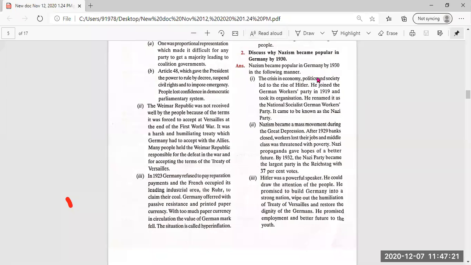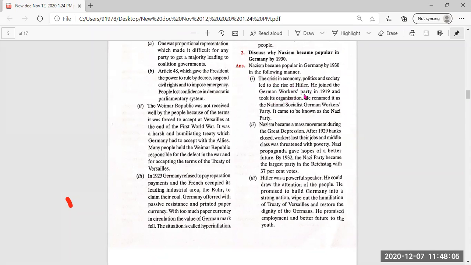Next, we discuss why Nazism became popular in Germany by 1930. The reasons were that the crisis in economy, politics, and society led to the rise of Hitler. There were crises everywhere after Germany's defeat in the First World War. Germany's economic condition was very severe, the downfall of the economy was there, politics was not powerful, and the condition of society was becoming worse day by day, and all these conditions gave rise to Hitler.